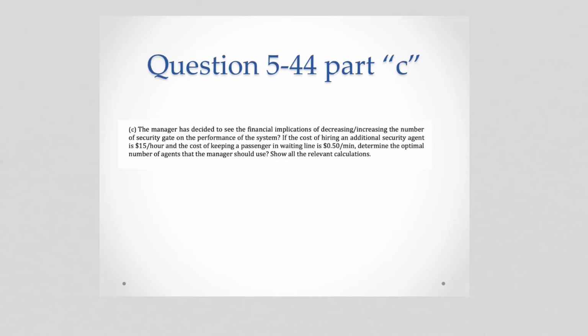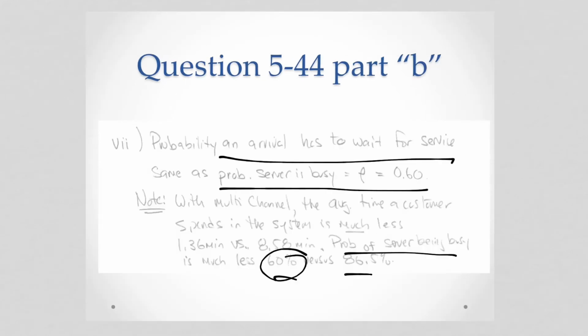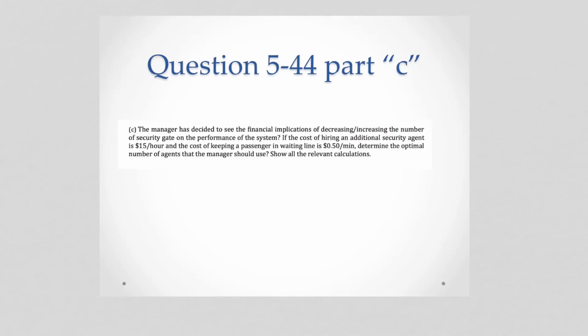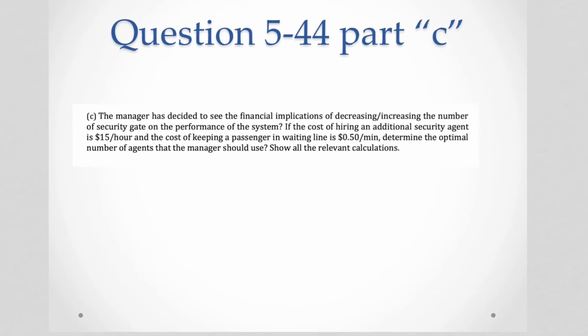So the next question, which is the most interesting, hopefully you can spend a bit of time on if you're watching this video. Let's review that together. The manager has decided to see the financial implications of increasing the number of security gates on the performance of the system. So it's a little bit like in the last question, they chose randomly 4 agents. But is 4 the right number? What if they chose 3? What if they chose 6? Is 4 the right amount?